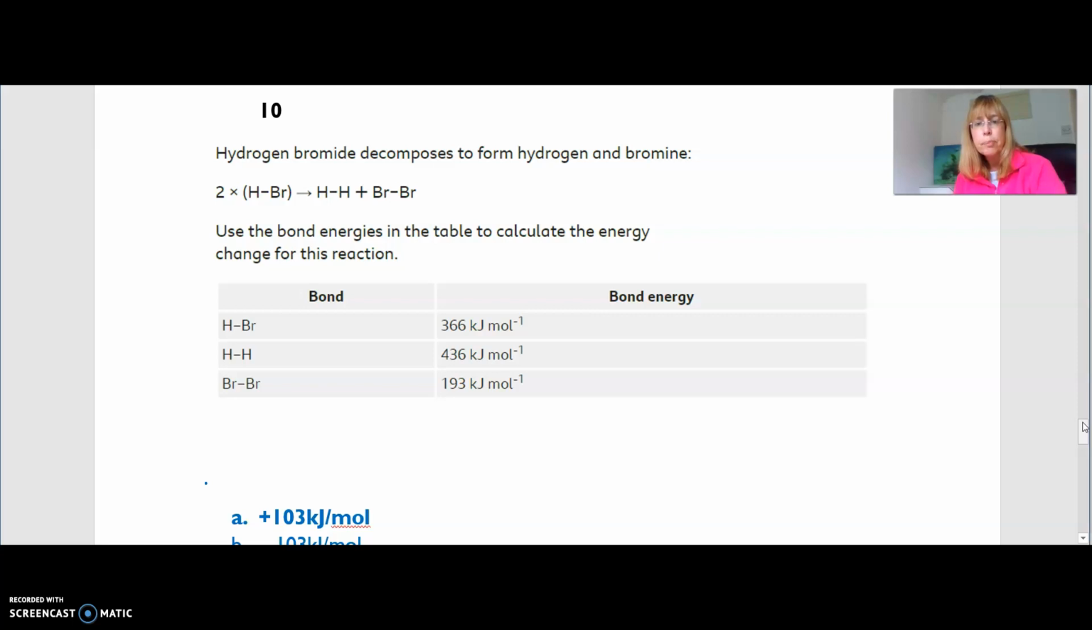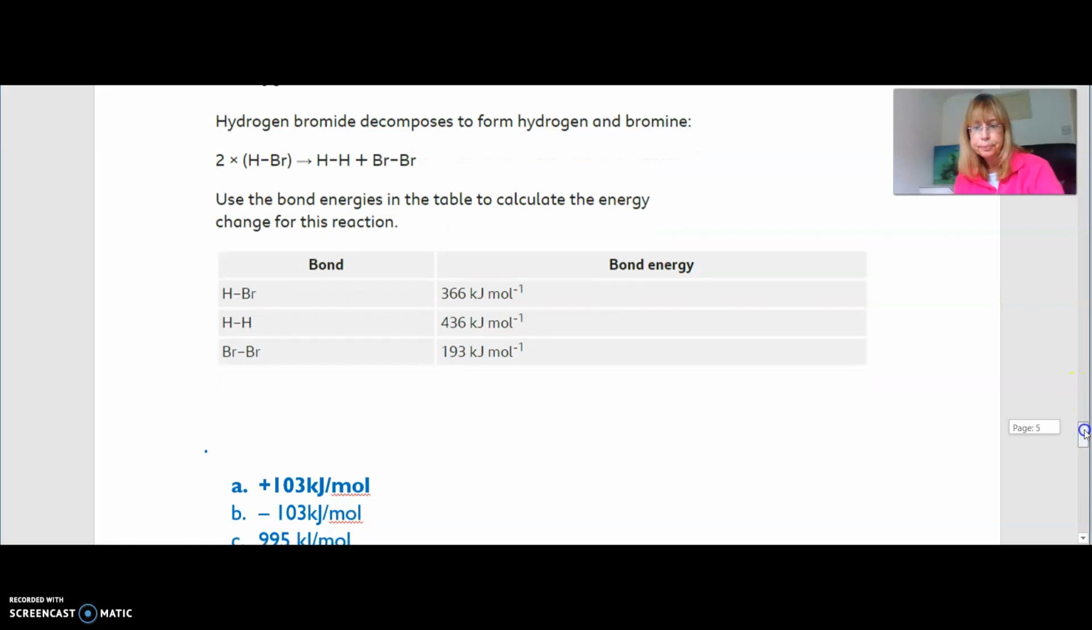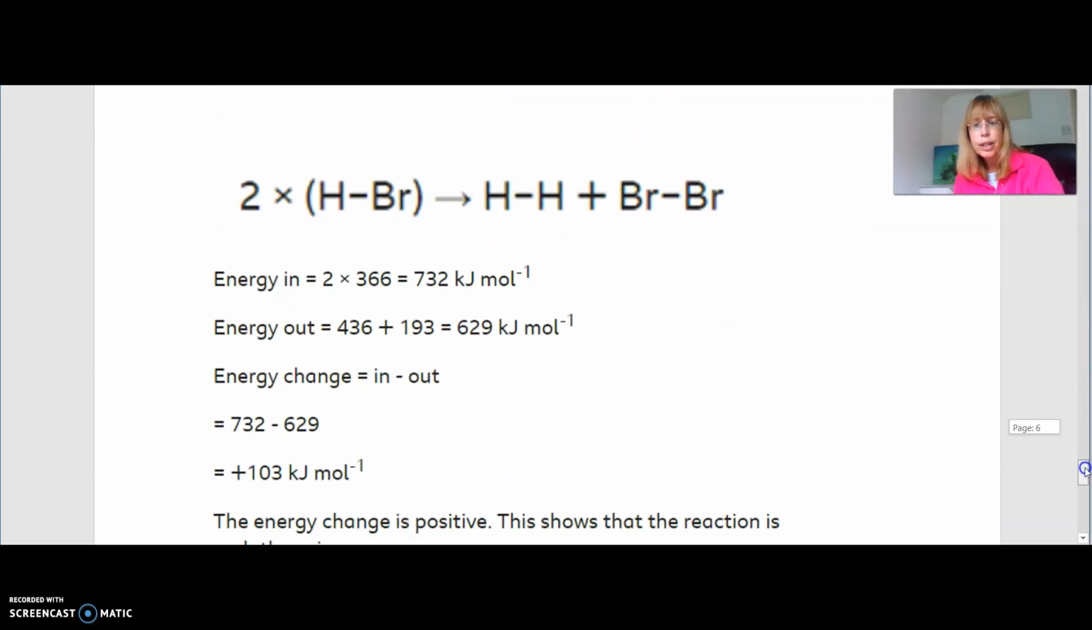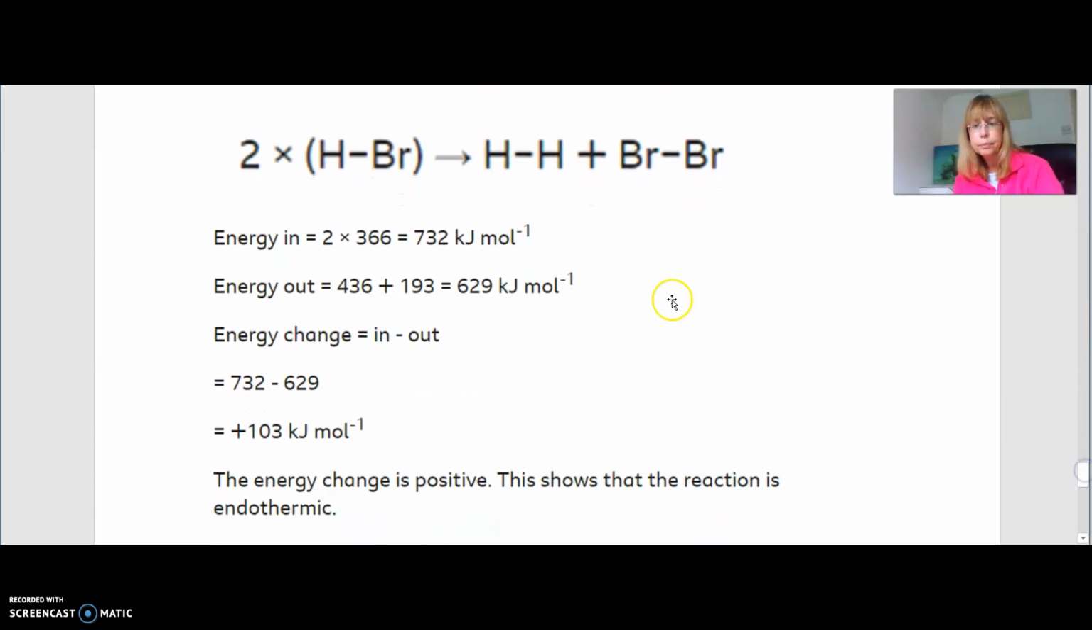Hydrogen bromide decomposes to form hydrogen and bromine. Decomposes means it breaks down, and in a decomposition reaction I've got one reactant forming two products. They show you what the bonds look like in it. They say you've got two hydrogen bromide particles. Use the table to calculate the energy change for this reaction. Okay, so let me show you how you had to work this out.